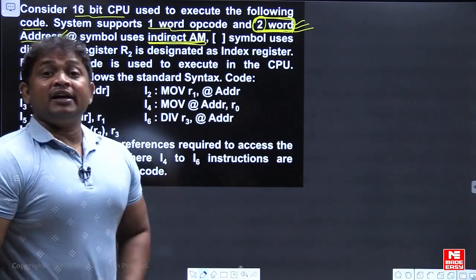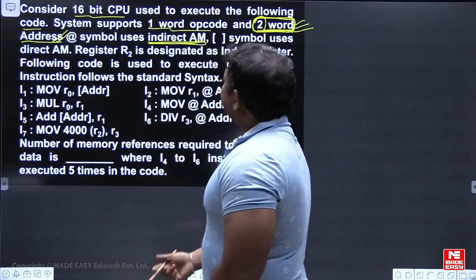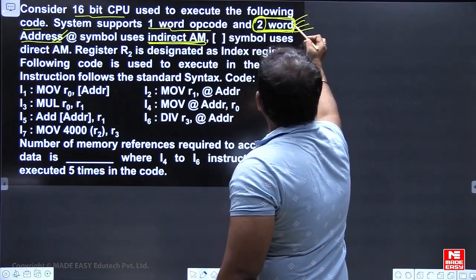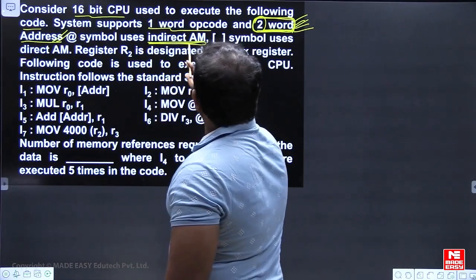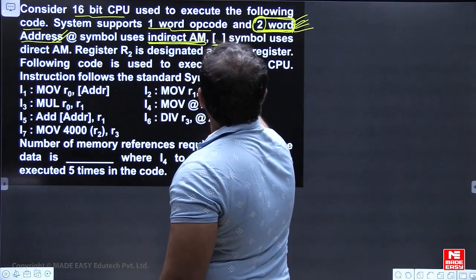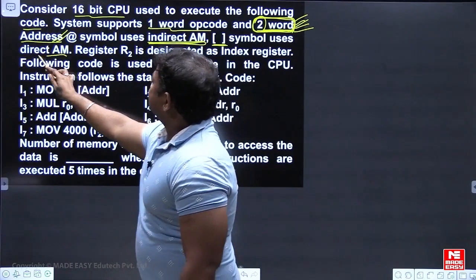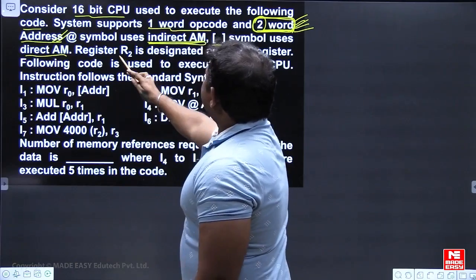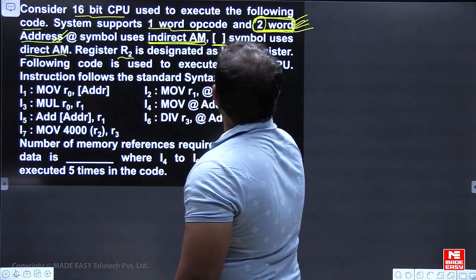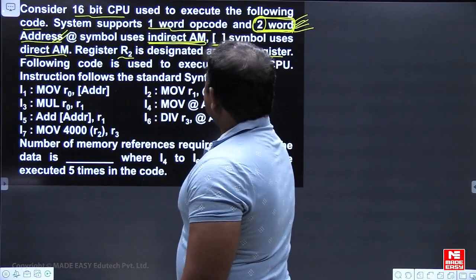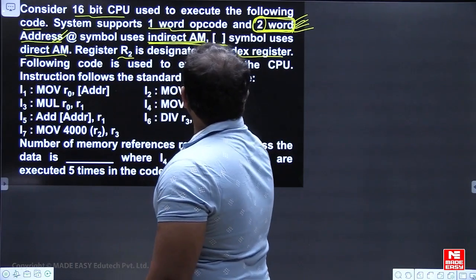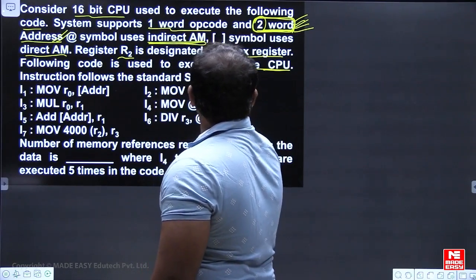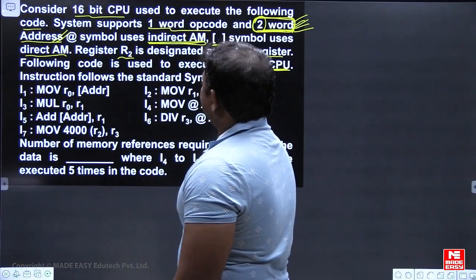When we have indirect addressing mode, obviously address size matters. The at-the-rate symbol uses indirect addressing, and square brackets use direct addressing. Register R2 is designated as the index register. The following code is executed in the CPU.